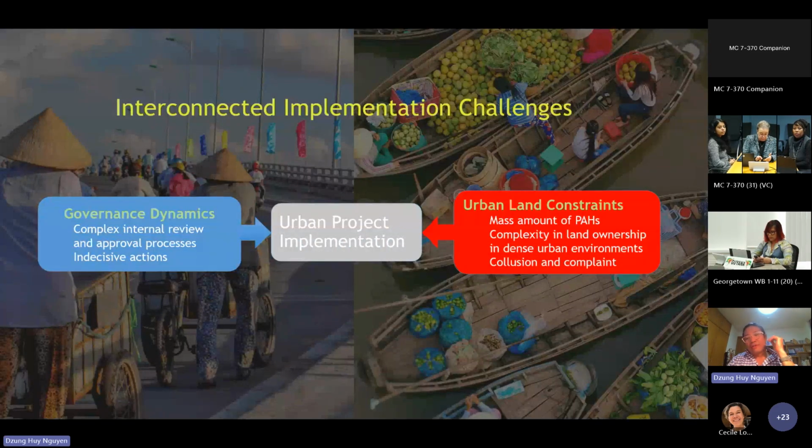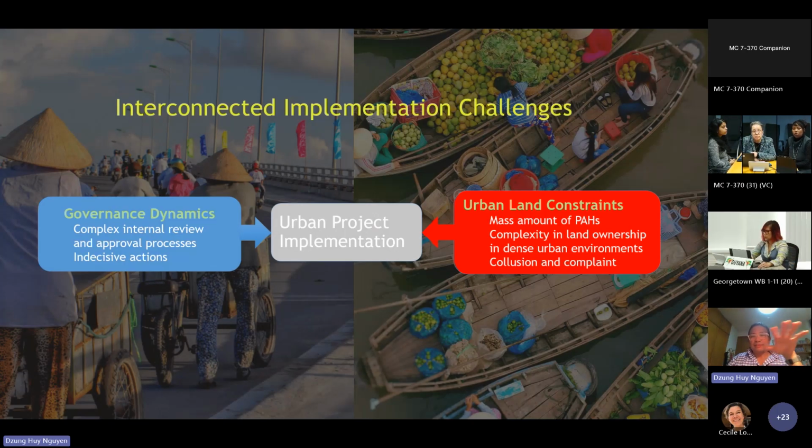Yeah, of course, the project itself, not only in terms of the design, but it's also very complex in terms of the implementation, because the project is really focused on the core urban area where most of the population and dense area is, so that's why the project faced a lot of challenges during the implementation.